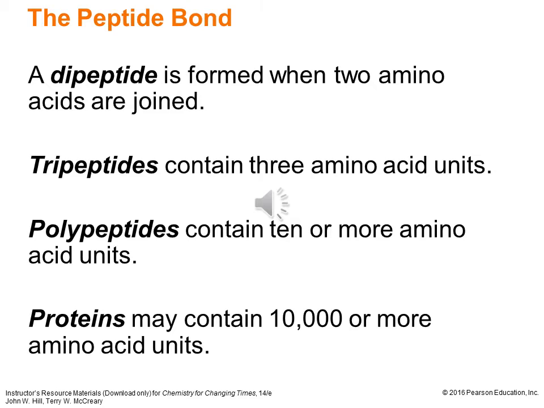Tripeptides would have 3 amino acid units. Polypeptides would have 10 or more amino acid units, up to about the lengthy proteins, which can have 10,000 or more amino acids. So proteins are even larger than polypeptides and can have many amino acid units linked together.